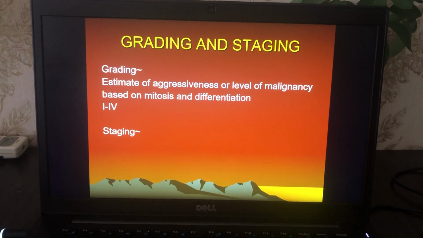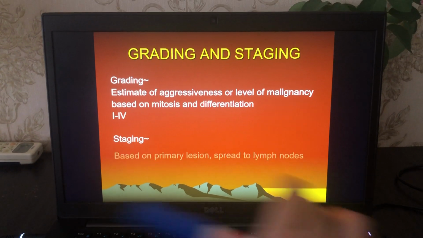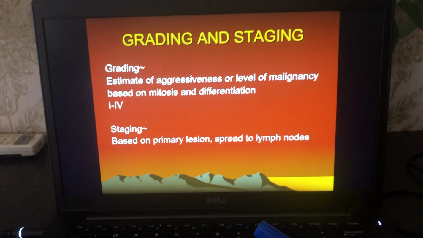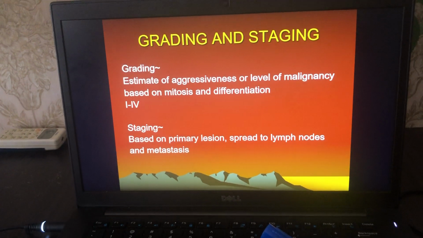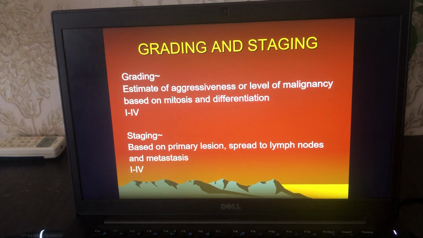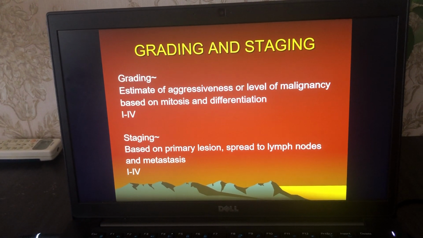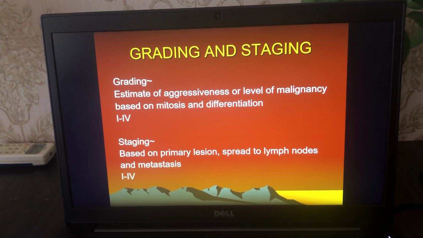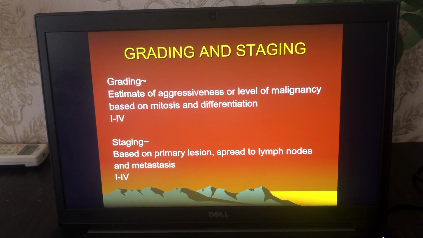Now staging is the other thing that you need to do, grade and stage. Now staging also has 1 to 4, but this is based on the primary lesion, the main tumor itself. Also you look whether it has spread to lymph nodes or not, or whether it has metastasis or not. Like I told you guys earlier, stage 4 means metastasis. No matter how big or small the primary lesion is, if there's metastasis, it's automatic stage 4. If there's no metastasis, then you look at the primary lesion, how big the size is and all that.